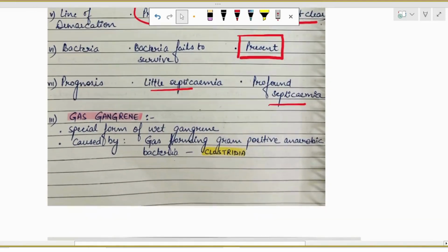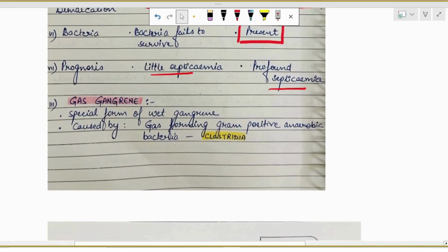Another form of gangrene is gas gangrene. Gas gangrene is actually a special form of wet gangrene, and it is caused by a gram positive anaerobic bacteria, that is Clostridia. Do remember this bacteria because this is usually asked as an MCQ answer. So what is actually gas gangrene? It is a special form caused by Clostridia.